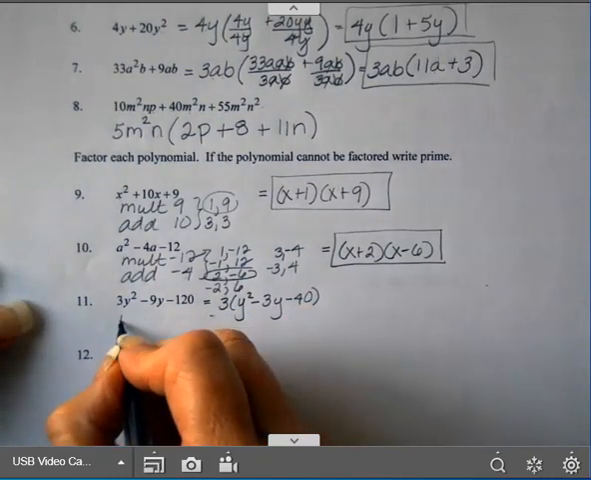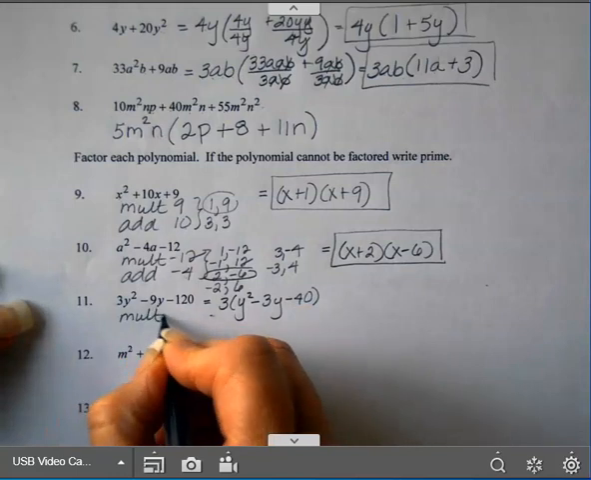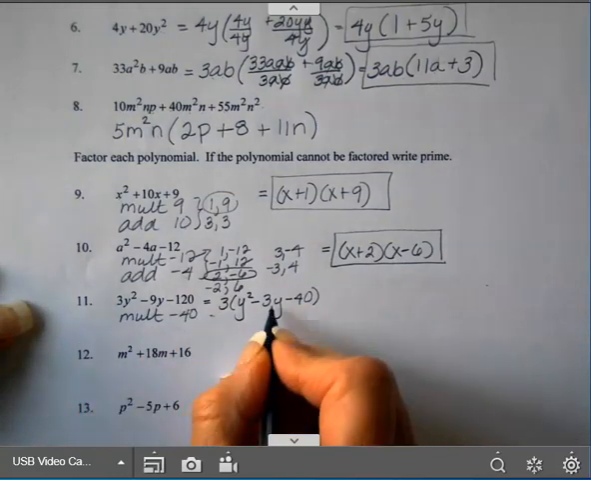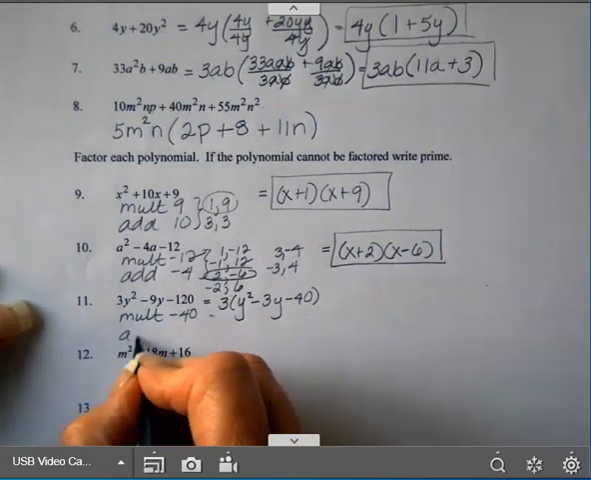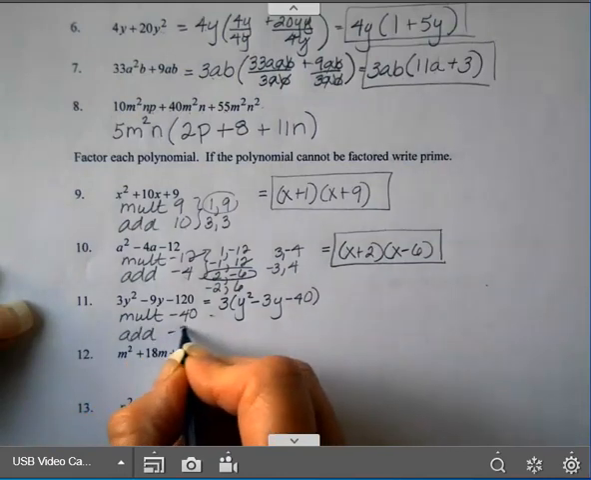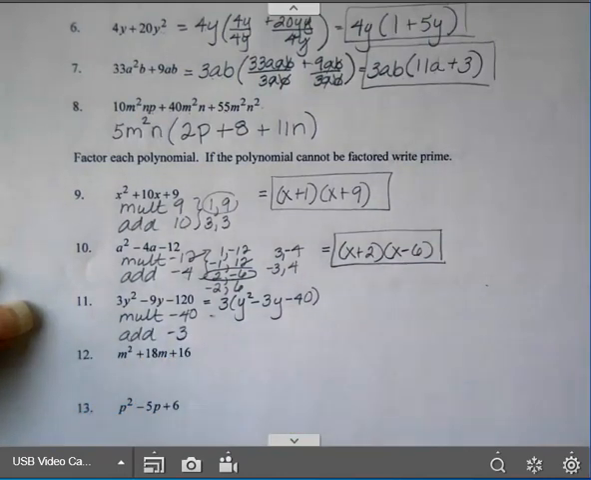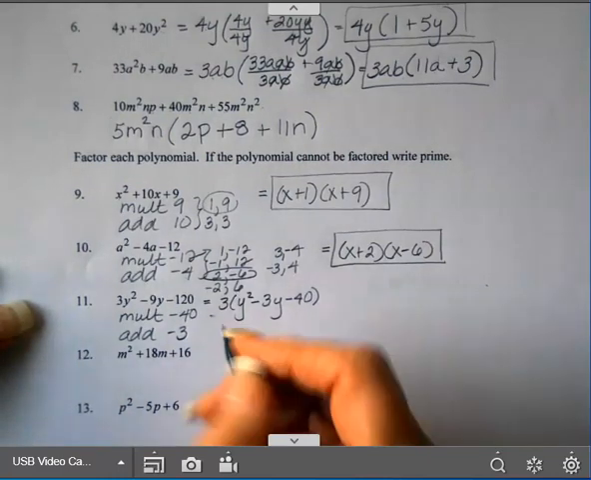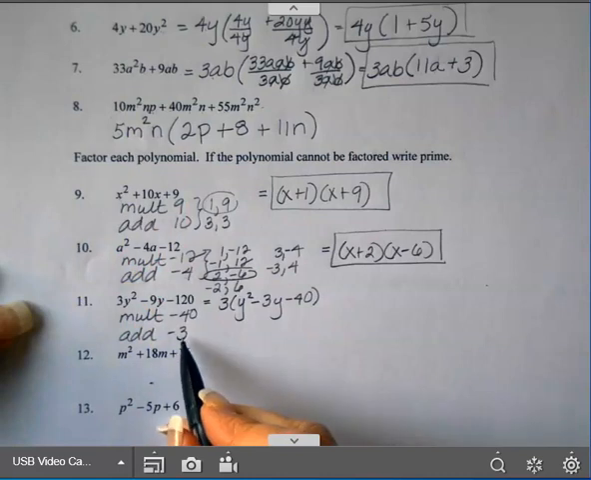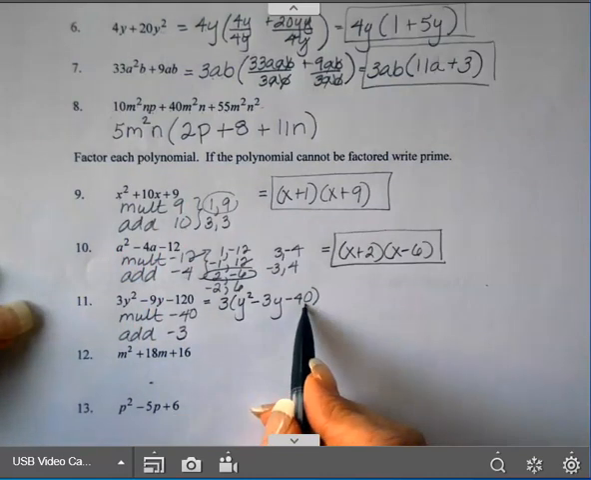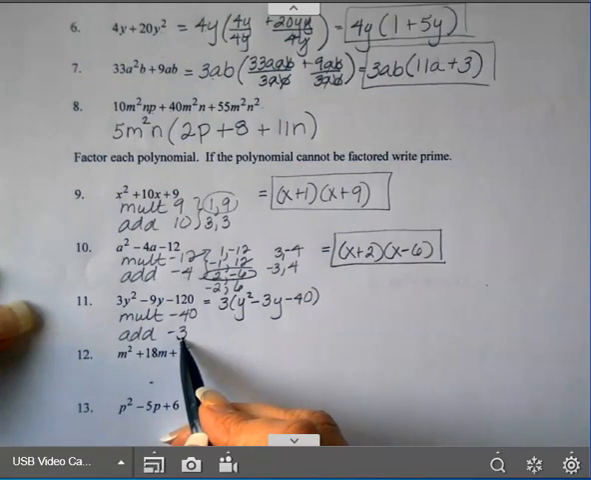It needs to have a product, or multiply, to negative 40, and it needs to have a sum, or add, to negative 3. And if you can come up with the numbers without writing the pairs, that's great. I noticed that I've got numbers that multiply to 40 are negative 8 and positive 5, so I can come up with those right away.